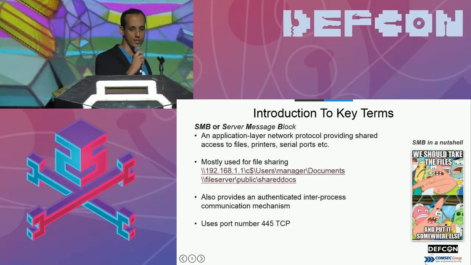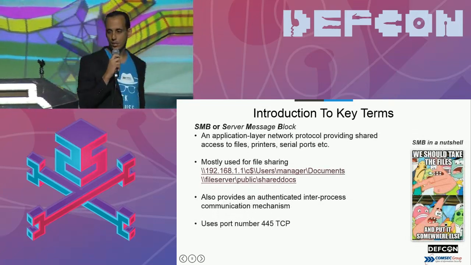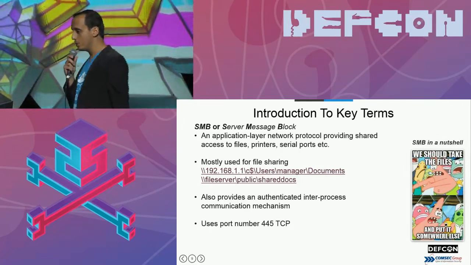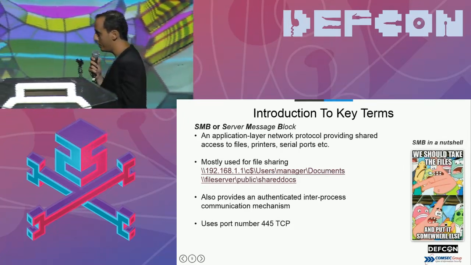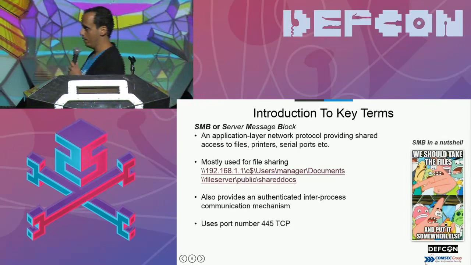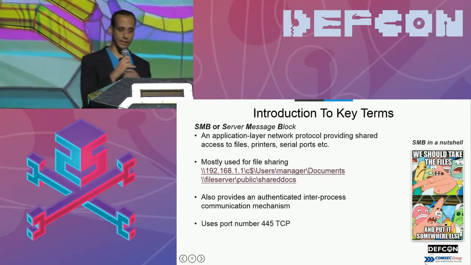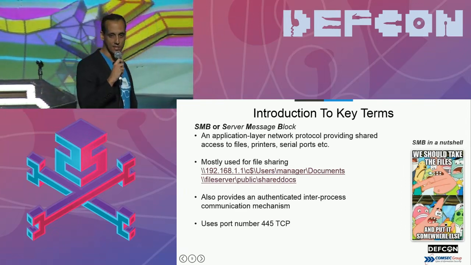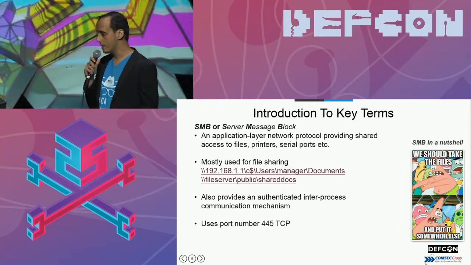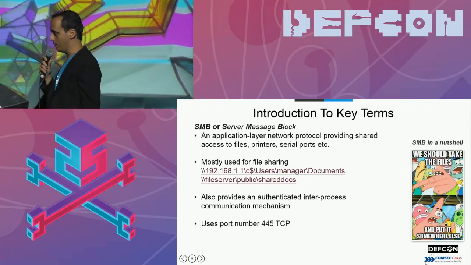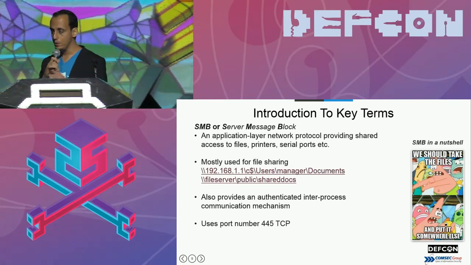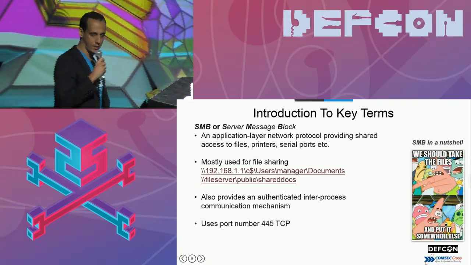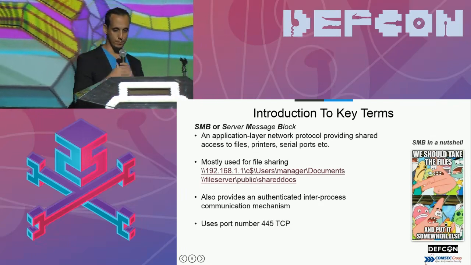SMB, or Server Message Block, is a famous protocol. It can be used for file sharing and printers, serial ports, etc. It's mostly used for file sharing, and probably most of you know it through URLs that look like this: \\192.168.1.1\$ or \\fileserver. This is the famous SMB protocol. It uses port number 445, so if you have any of these ports open, you can connect to named pipes as well.